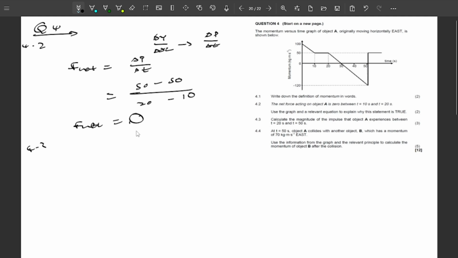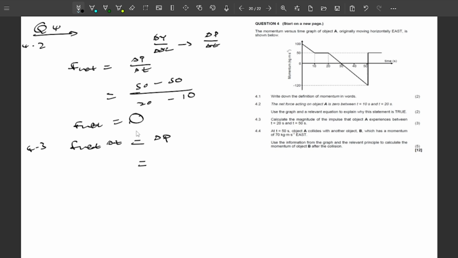Now 4.3 states: calculate the magnitude of the impulse that object A experiences between t equals 20 seconds and t equals 50 seconds. So they want us to calculate the impulse. Now, what is the formula of the impulse? The formula of the impulse is F net Δt equals Δp. Now, this is the formula for the impulse. They wanted us to calculate it between time 20 and time 50, right? Okay. So, here's how to calculate it.